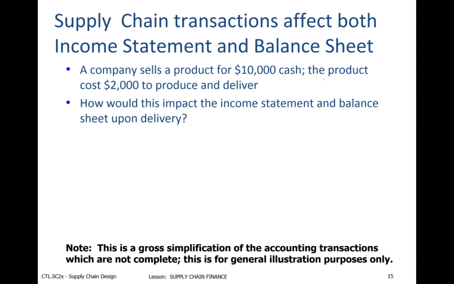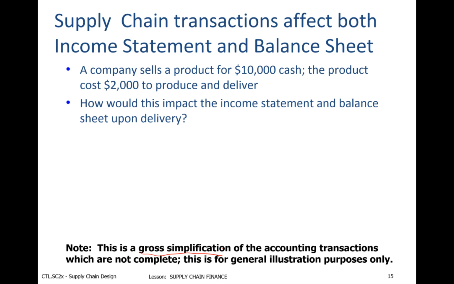Now, supply chain transactions affect both the income statement and the balance sheet. Let's take an example where a company sells a product for $10,000 in cash, and the product costs $2,000 to produce and deliver. How would this impact the income statement and balance sheet upon delivery? Now, keep in mind, before we go over the details, this is a gross simplification of the accounting transactions, which are not complete here. This is for general purposes, illustration purposes only.